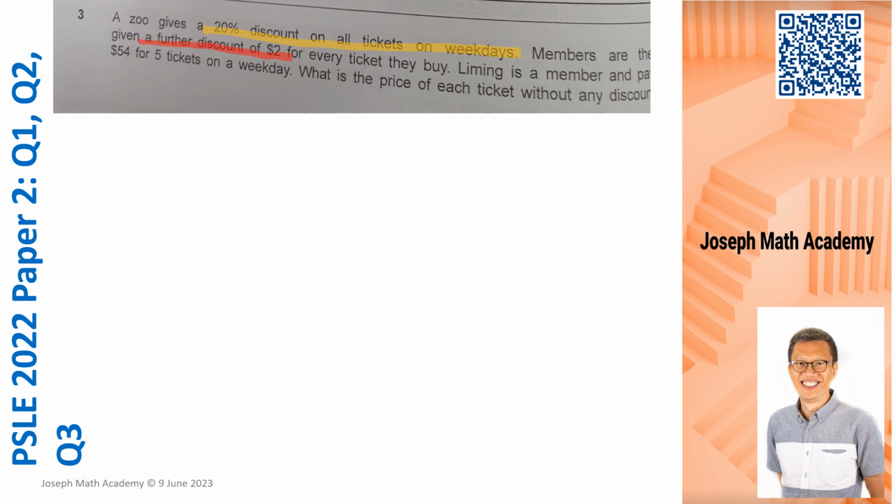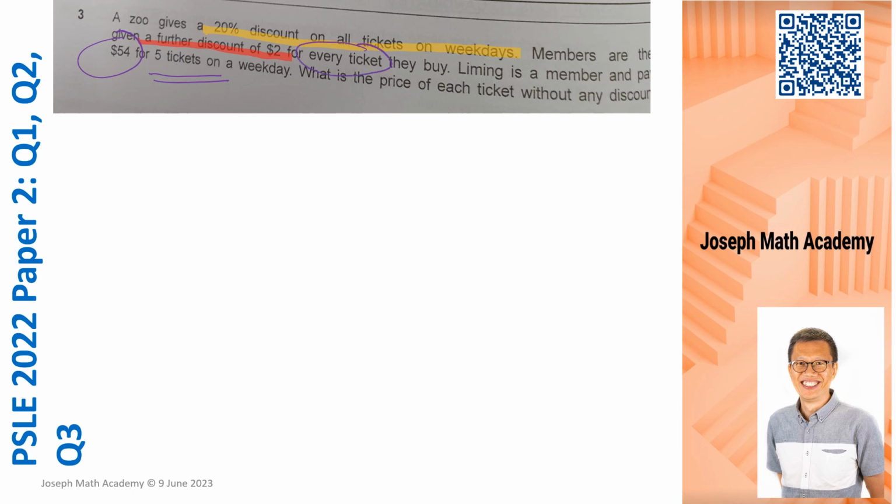So we have a person called Li Ming. Li Ming is a member. So Li Ming carries a membership card for the zoo, and Li Ming paid $54 for 5 tickets on a weekday. Since Li Ming visited the zoo on a weekday, Li Ming is entitled to the first 20% discount. Furthermore, Li Ming is also entitled to a membership discount of $2 for every ticket.